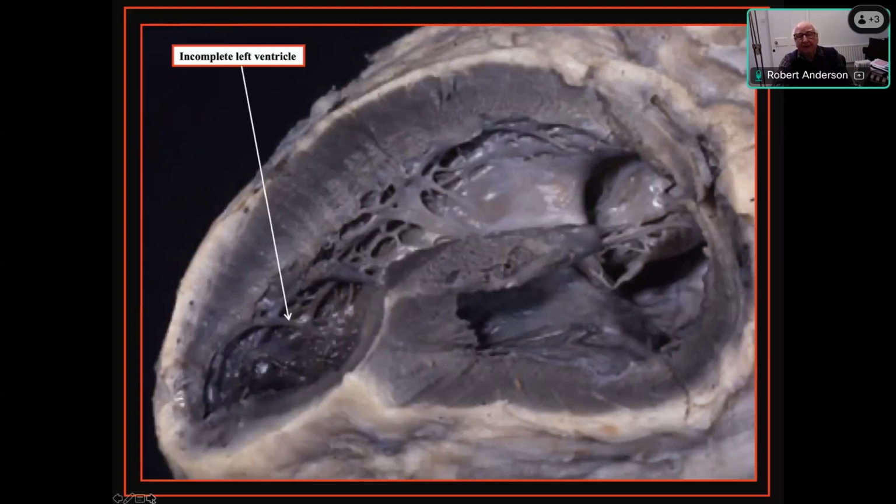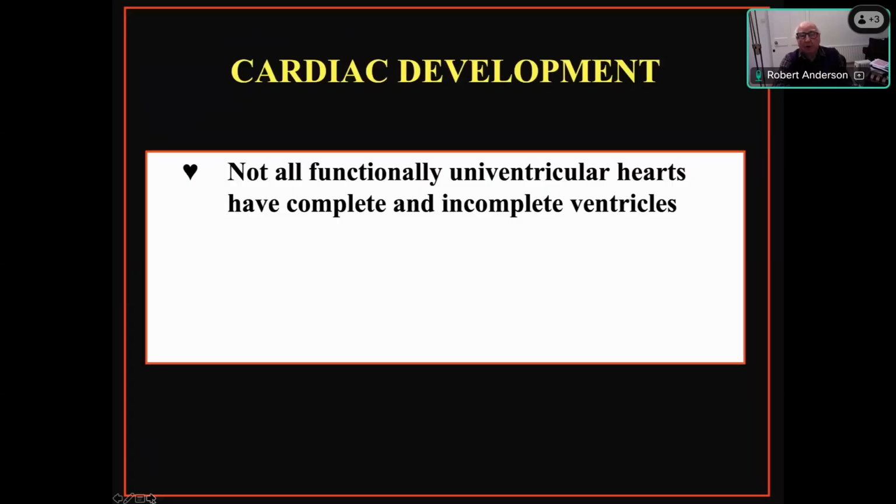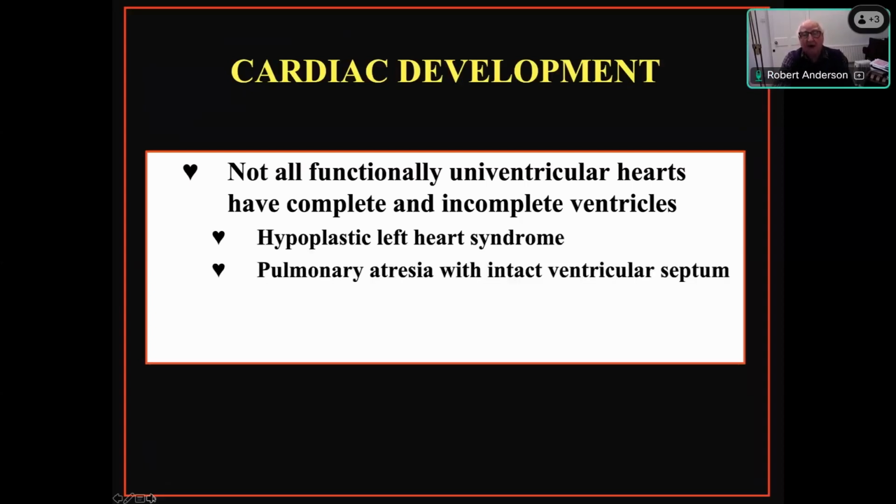It is an incomplete left ventricle this time, but with straddling of a papillary muscle, confirming there has been exaggerated displacement of the atrioventricular canal into the right ventricle. But not all functionally univentricular hearts have complete and incomplete ventricles. You will all be aware that the majority of patients who come now for conversion to the Fontan circulation have hypoplastic left heart syndrome. Others have pulmonary atresia with intact ventricular septum.